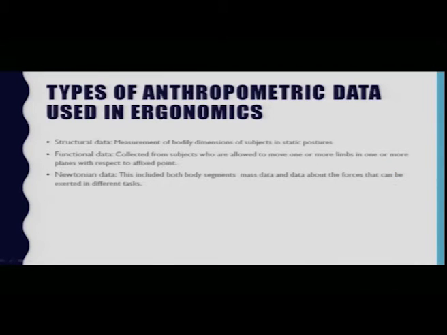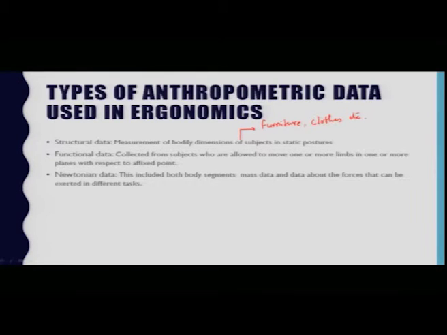Now, we come to the types of anthropometric data used in ergonomics. So, there are basically three types of data. First is structural data, second is functional data, third is Newtonian data. So, structural data is the measurement of body dimensions of a subject in static postures. That is typically used to optimize furniture. So, an example of this structural data is its use in furniture, clothes and vehicle cab dimensions, etc.